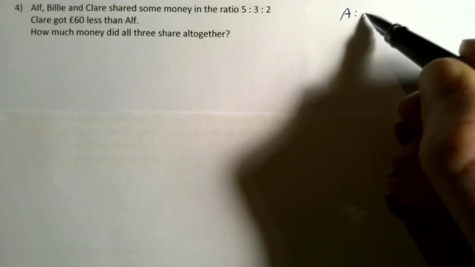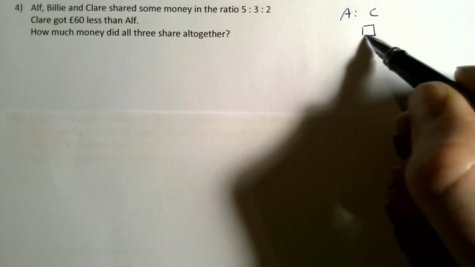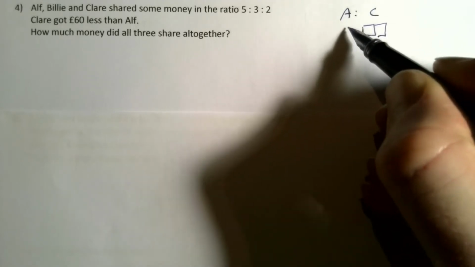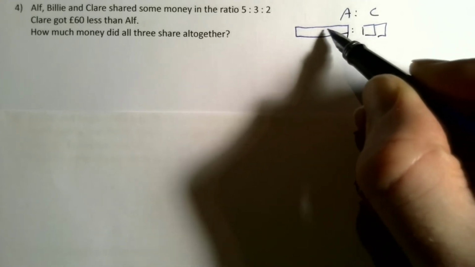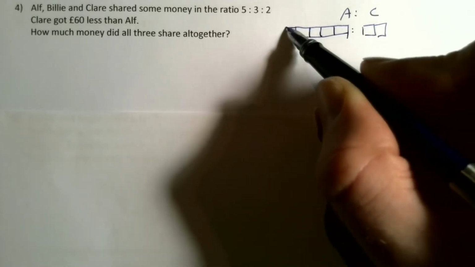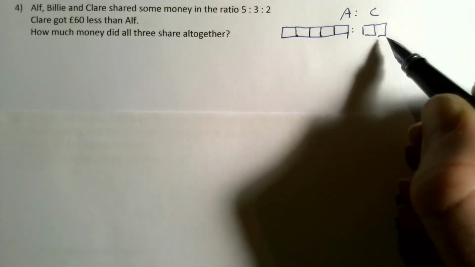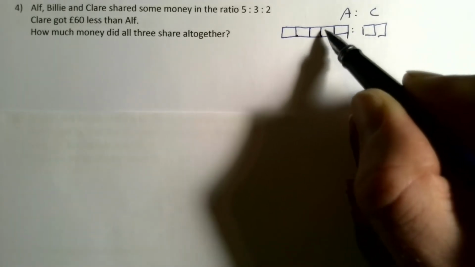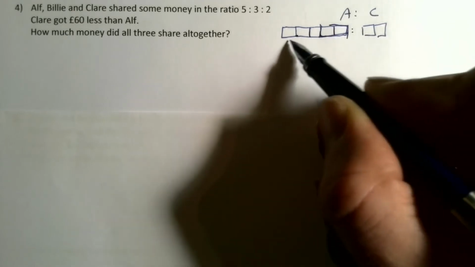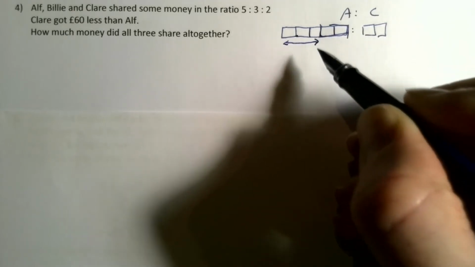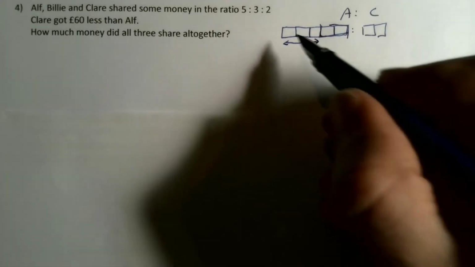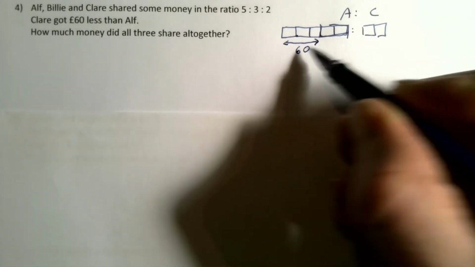Right, we're going to have a fair bit of ratio, so pause the video, give this a go. So we've got Claire getting £60 less than Alf. So if we're just thinking about Alf and Claire, Claire has got 2 and Alf has got 5. So I would draw a little bar just to visualize it and think, right, Claire's got £60 less than Alf, so the amount less that she's got means Alf has got 60 more than her. So his 60 more must be in there.